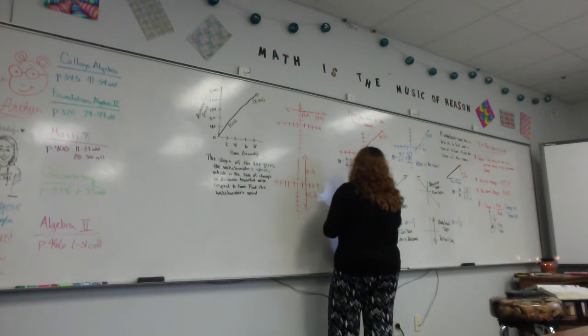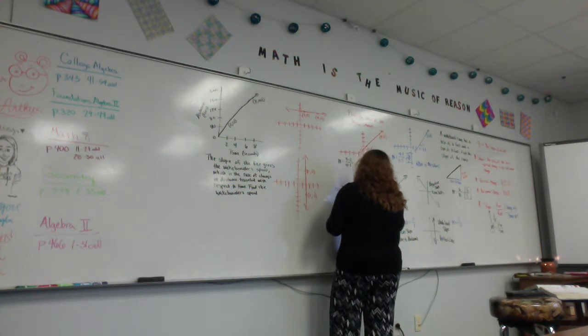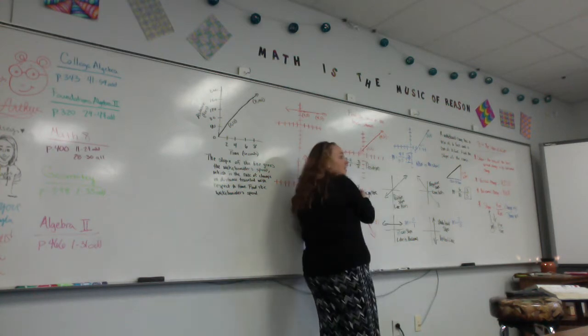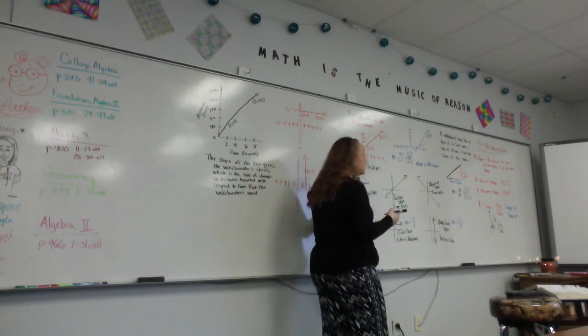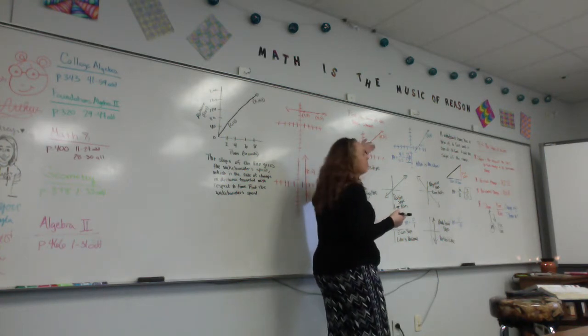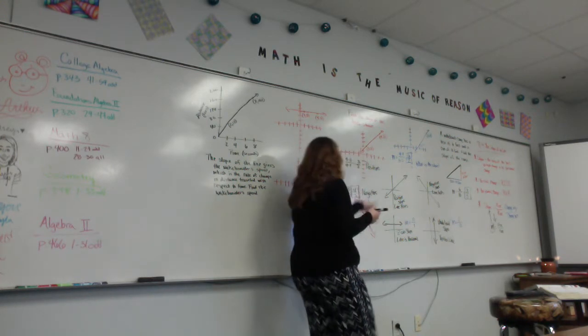Negative. Now, in order for it to be a negative slope, that means this slope has to come out with a negative number, which it did. So that's another way to tell. If this is a positive number, it's a positive slope. If this is a negative number, it's a negative slope.